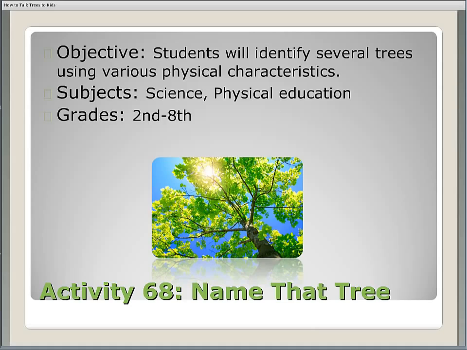Trees can be identified by looking at several different features: leaves, bark, twigs, flowers, fruits, and seeds. Even the overall shape of a tree can give clues to the tree's identity. In this activity, students will learn more about trees through these identifying features. And then afterward, they can play an active game that tests their knowledge of different types of trees. So the objective of this activity is that students will identify several trees using various physical characteristics.